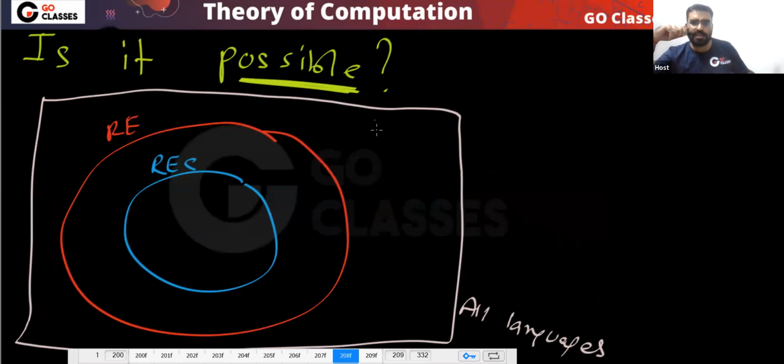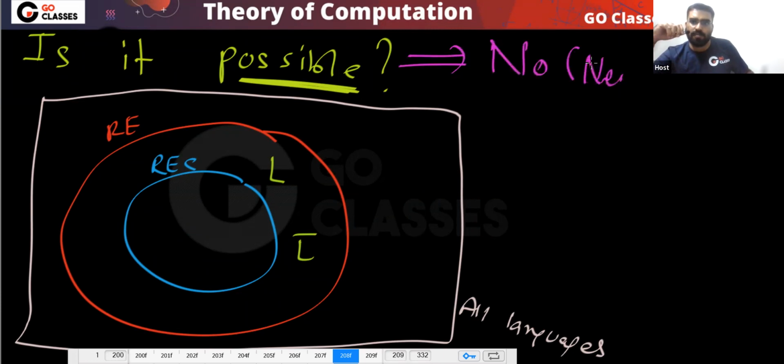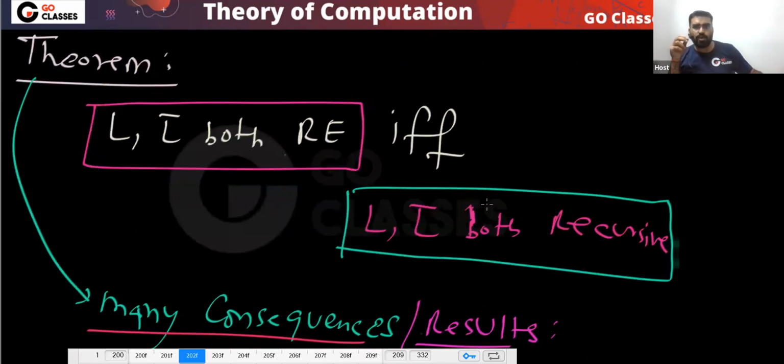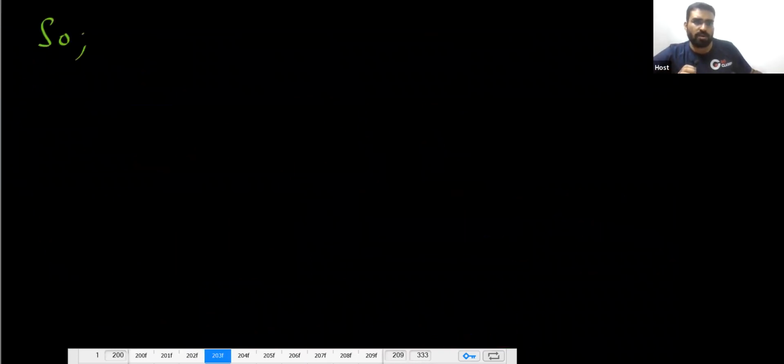Okay, so what is next? Tell me, is it possible that L is here and L complement is here? This is the consequence. No, never, because I told you if both are RE, then both are recursive. Yes or no? This is the result. Please understand the result: if both are RE, then actually both are recursive.